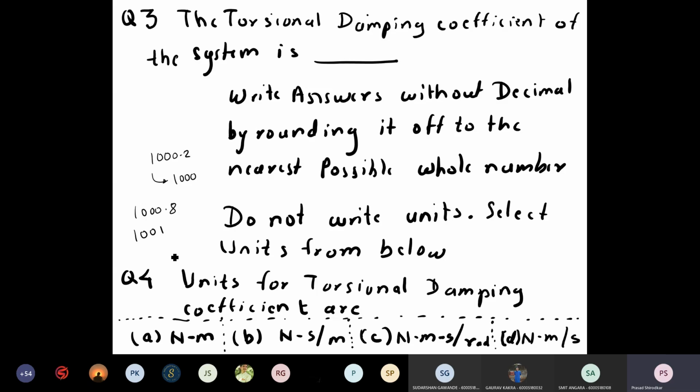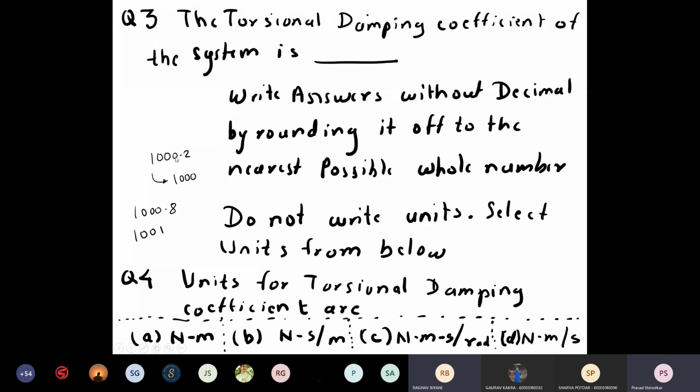All right. So if it is less than 0.5, neglect it. If it is greater than 0.5, round up. Yeah, so this is for the question we just solved, right? Yes. Question 3 is for the torsional damping, just now which you solved. And again, do not write the units. Sir, how should we round off for question, which question? So question 2.